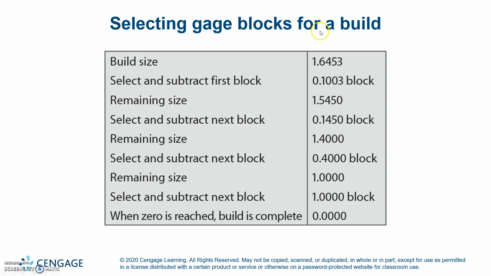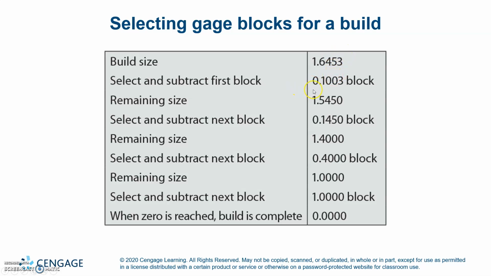Selecting gauge blocks for a build. Alright, so if your build size is 1.6453, you select and subtract the first block. So you would work from right to left. So you'd want to get rid of this 3 first.